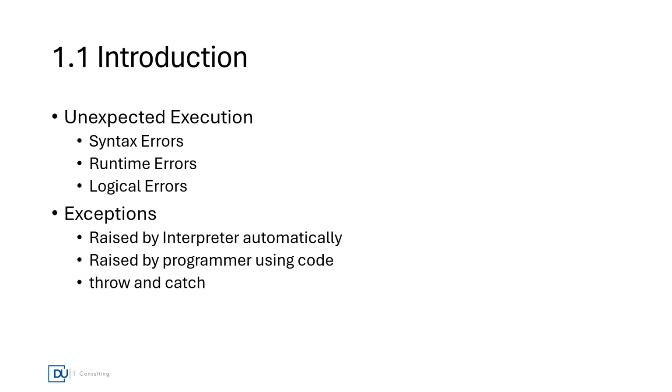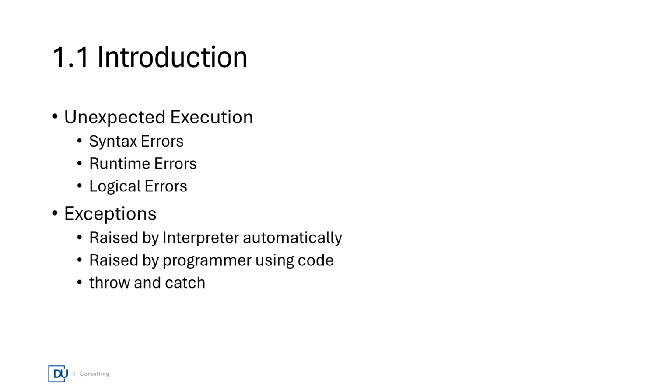Unexpected execution of Python programs happens due to different types of errors. It could be due to errors in syntax, or errors occurring in the runtime because of a particular user input, or logical errors in the program. We will look at raising or throwing and catching or handling of exceptions in the later part.